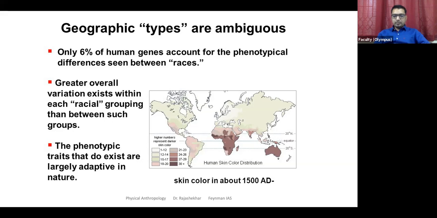So there are differences among us like that. More, and the numbers say that 94% within a group and 6% between the groups. So this is to say that race is not a valid concept the way we are looking at it.